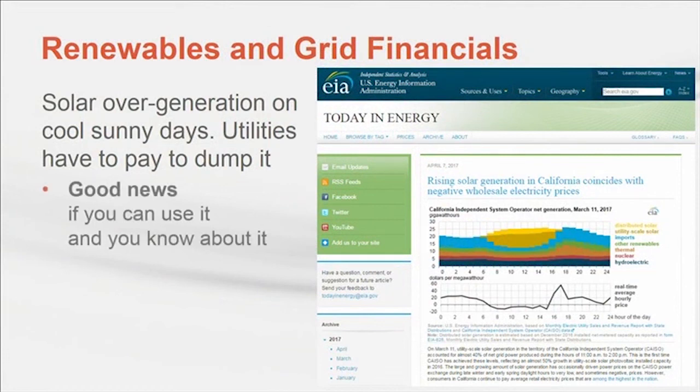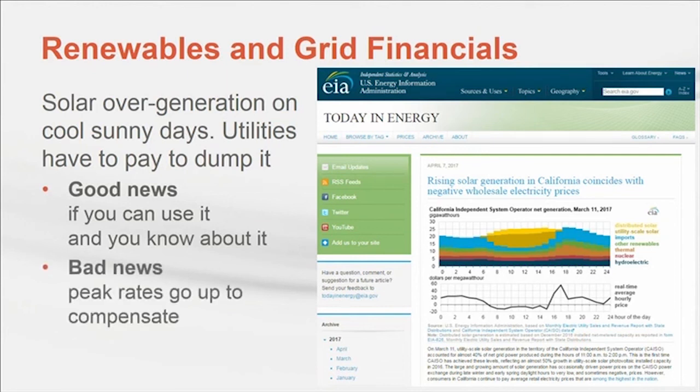Now, this can be great news if you know that it's coming and you're prepared to use cheap power. We're going to talk about specific ways to anticipate in the next sections. The bad news is that grid operators who know these events will occur might raise their peak rates in order to compensate themselves financially. Utilities pay the higher rates to the grid operators and then pass the increases along to their customers. Having a plan and the right system in place is key.